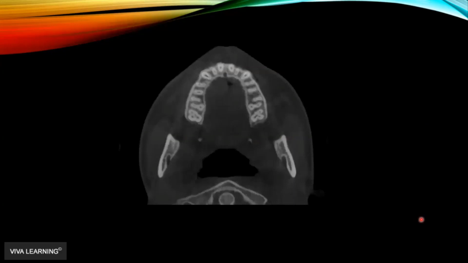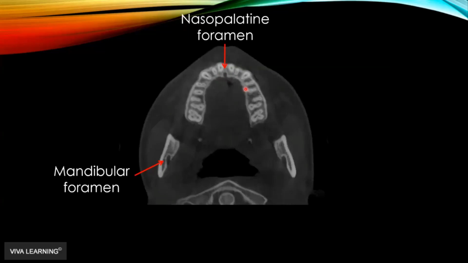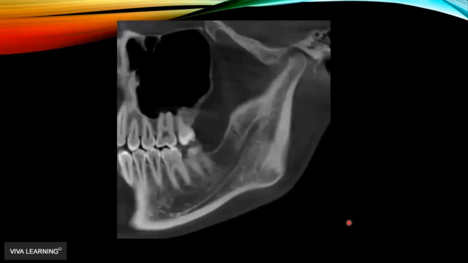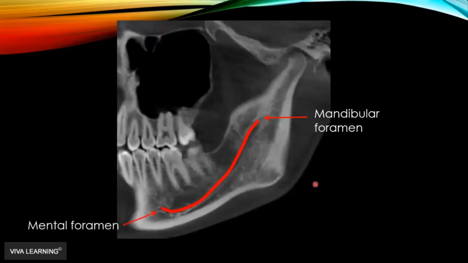So what does that look like? Here's an axial view, and we're right at the middle level of the ramus here, so we can see clearly that mandibular foramen right here. We're actually at the level in the maxilla here where we're seeing the nasopalatine foramen. These little guys are the hamulus, which comes off the medial pterygoid plate. And then here's C2. This is the odontoid process, sometimes known as the dens. And this is the arch of C1. So the inferior alveolar nerve comes in at the mandibular foramen, courses through the mandible, and basically exits at the mental foramen.